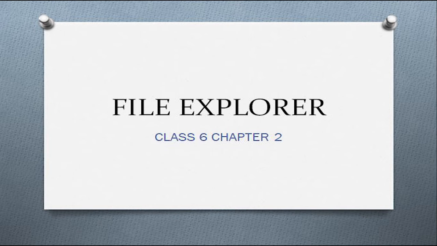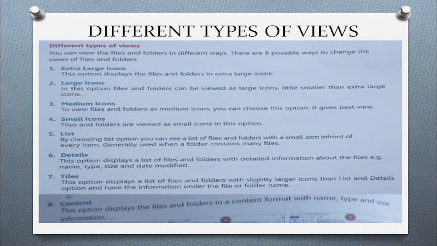Our next topic is different types of views. What are the types of views in Windows 10? Let us see. First one is extra large icons. That means this option displays the files and folders in extra large icons. Next one is large icons. Next one is medium icons, small icons, list, details, tiles, and last one is content. Let us see a detailed look in a video.